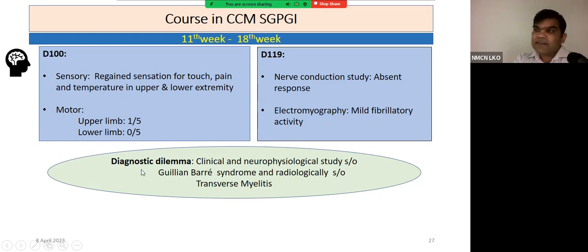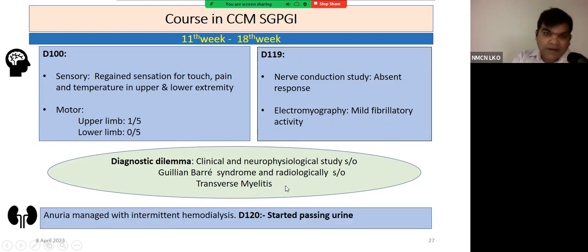So there was a diagnostic dilemma in this patient. Based on the clinical history and the neurophysiological study, it was suggestive of Guillain-Barré syndrome. But the radiological findings were suggestive of long segment transverse myelitis. And for the anuria, the patient continued to be managed with intermittent hemodialysis. But on day 120, the patient started passing urine.